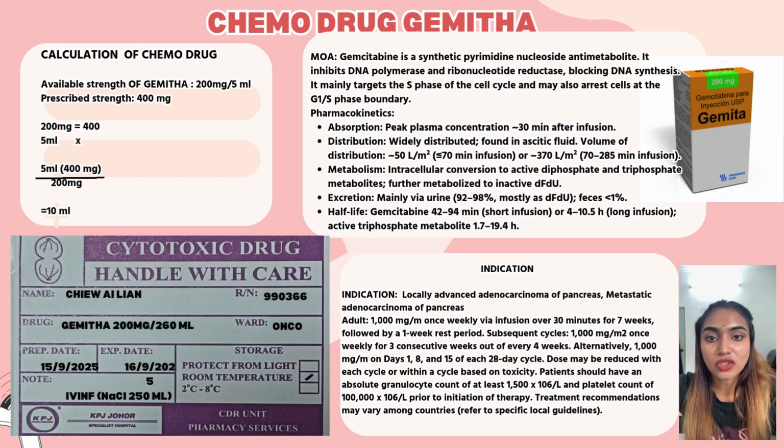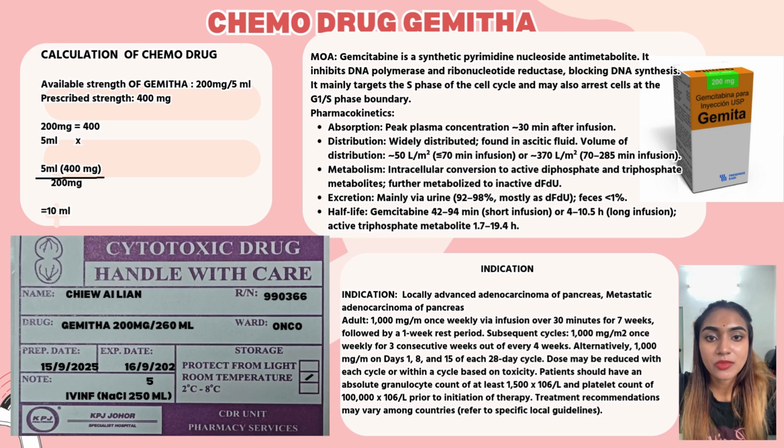Finally, the indication: Gemita is used for locally advanced adenocarcinoma of the pancreas and metastatic adenocarcinoma of the pancreas. The usual dose is 1000 mg per square meter, given by a 30-minute infusion once weekly for 7 weeks, followed by a week of rest. After that, it is given once weekly for 3 weeks every 4 weeks.